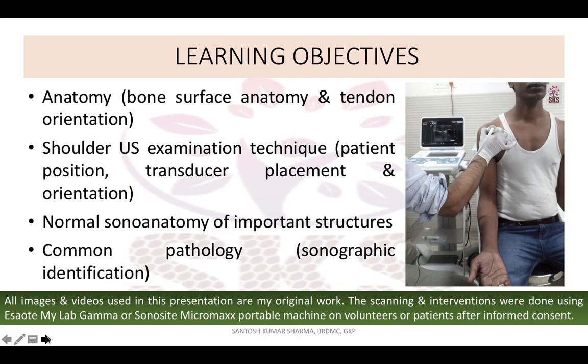My learning objectives will be to discuss the normal anatomy and to know the tendon orientation specially. Then I'll be discussing the shoulder ultrasound examination technique in detail, which will incorporate the patient position, the transducer placement, as well as orientation. Then we'll discuss the normal sono-anatomy of the important structures, especially the rotator cuffs. Then we'll discuss few common pathologies and how to identify them in sonograph. All images and videos used in this presentation are my original work.